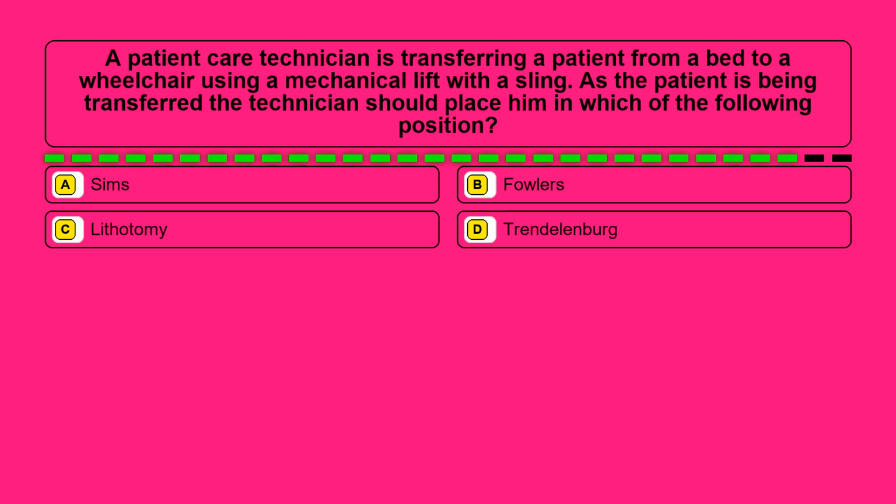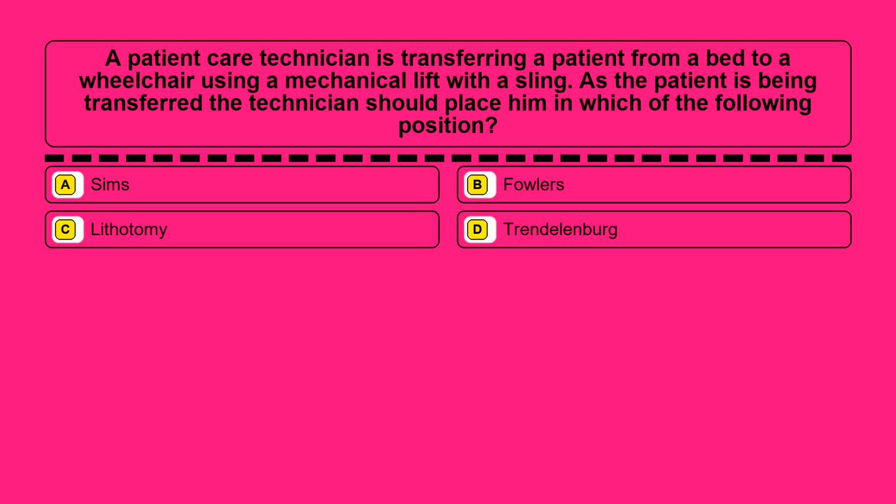Question 65. A patient care technician is transferring a patient from a bed to a wheelchair using a mechanical lift with a sling. As the patient is being transferred, the technician should place him in which of the following positions? Option A, Sims. Option B, Fowler's. Option C, lithotomy. Option D, Trendelenburg.